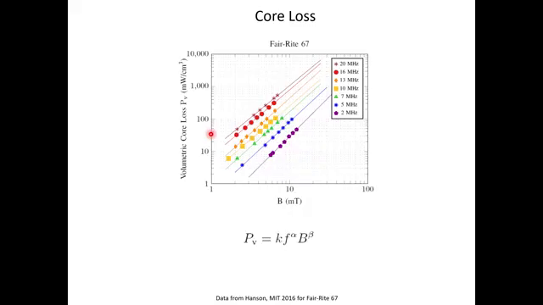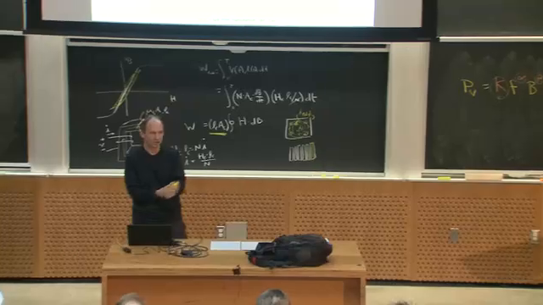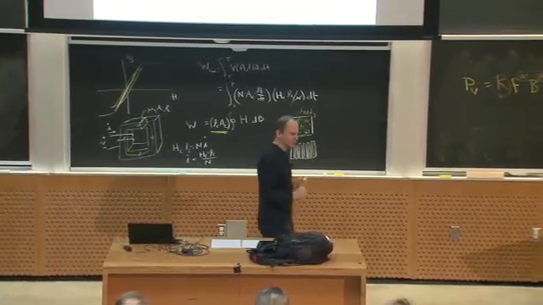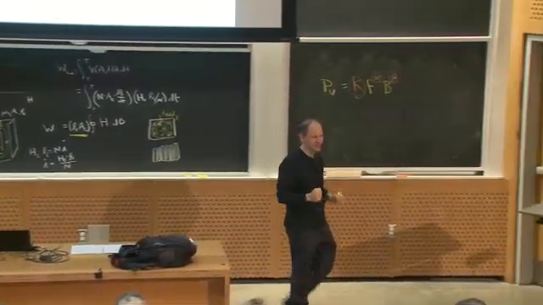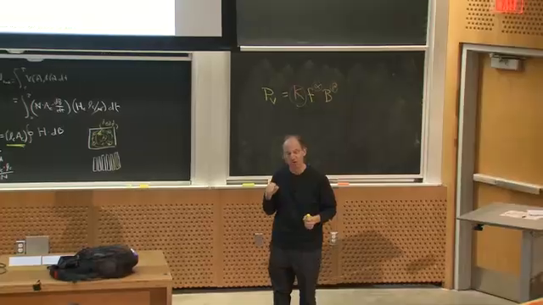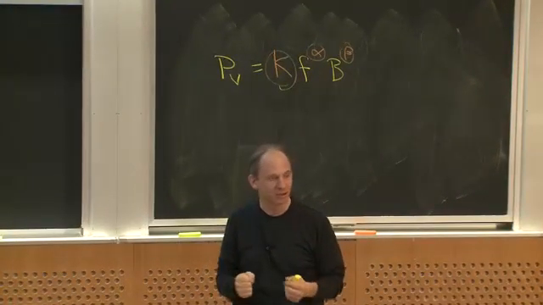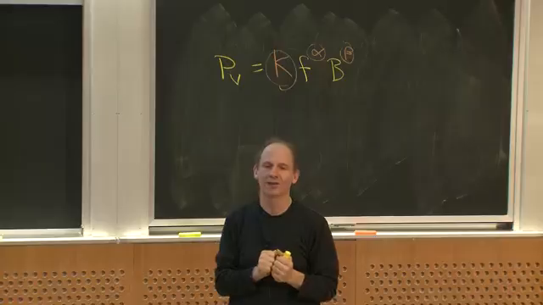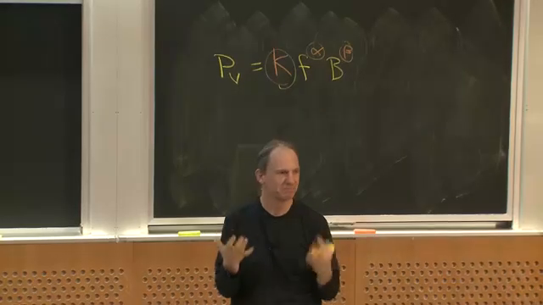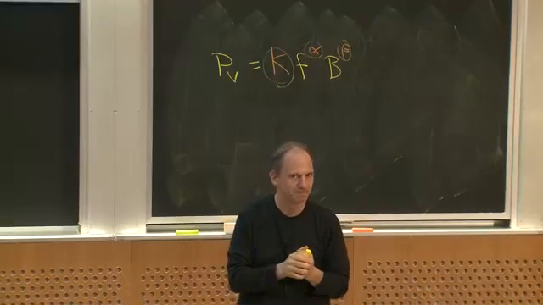So it's very, very empirical. Unlike winding loss, where you can write lots of equations and predict it very beautifully, core loss is very much determined by measurement. It's very hard to link the microscopic behavior to the macroscopic behavior, except in limited circumstances.